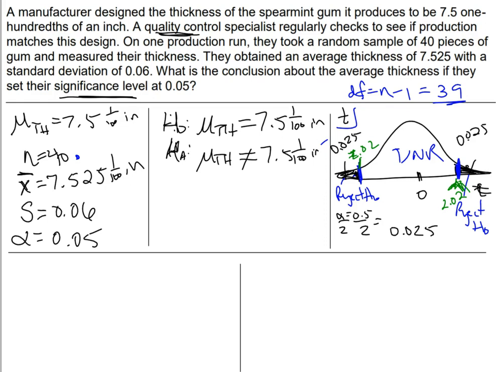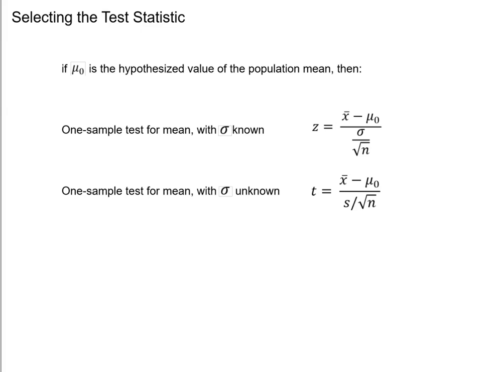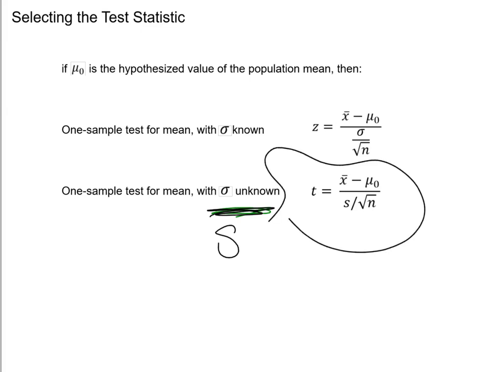We need our test statistic. All right, back here, we've got the test statistic, and again, we don't know what the standard deviation is in our population, so instead, we're going to use our sample estimate of our standard deviation. So that means this is the configuration of our t statistic.